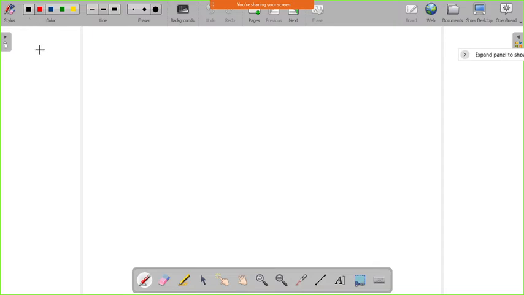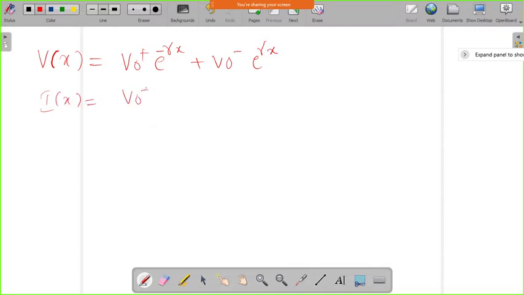So V of x is equal to V naught plus into e power minus gamma x, plus V naught minus into e power plus gamma x. Okay, this we have seen. Similarly for I of x, we have seen V naught plus by Z naught e power minus gamma x minus V naught minus by Z naught into e power gamma x.